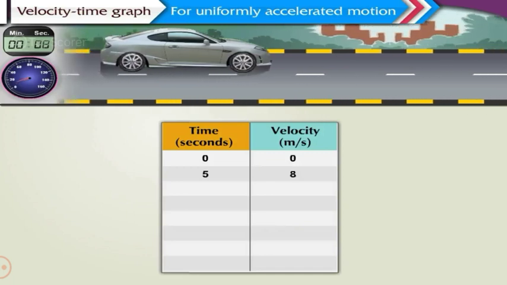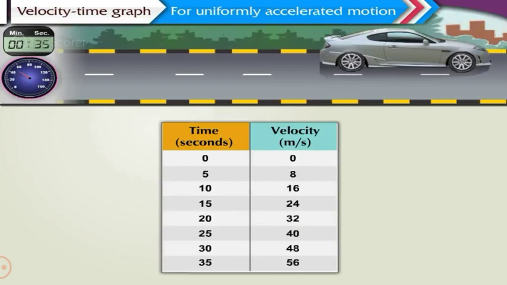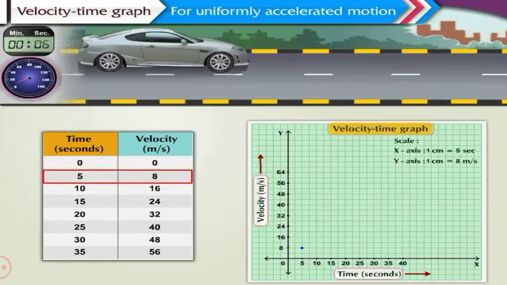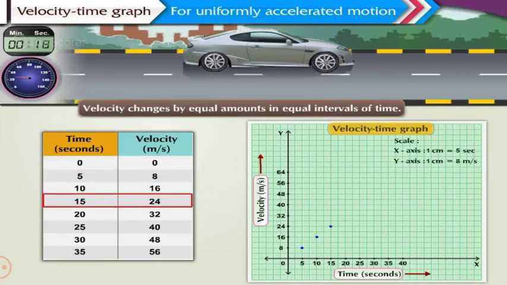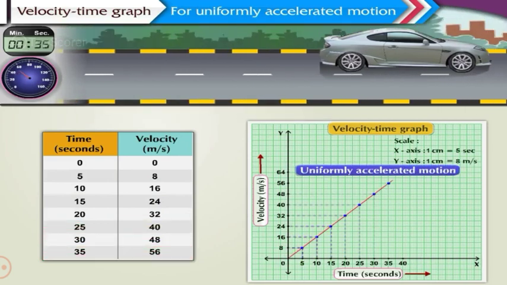Velocity time graph for uniformly accelerated motion. The changes in the velocity of a car in specific time intervals are given in the table. Also, as per the table, the velocity time graph is shown here. The nature of the graph shows that velocity changes by equal amounts in equal intervals of time. Thus, this is uniformly accelerated motion.